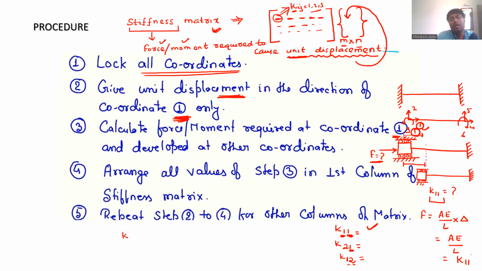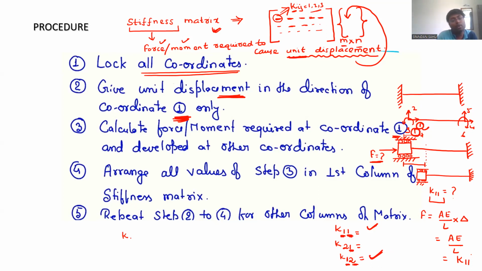K12 means how much force you want to give along direction 1 to produce unit displacement along 2. If you want to produce unit displacement along 2, you need to give some force along 1. What is that force? That force magnitude will tell you what K12 is.